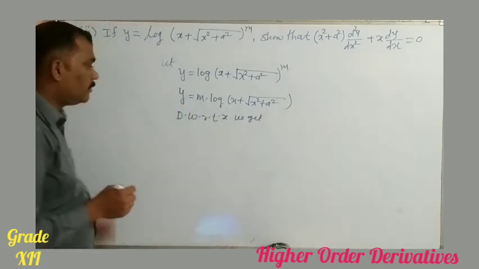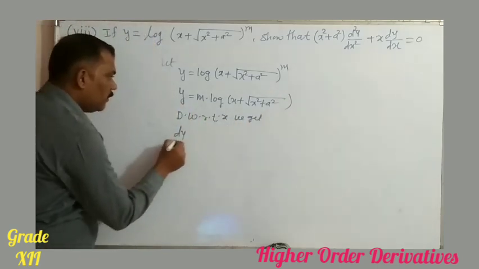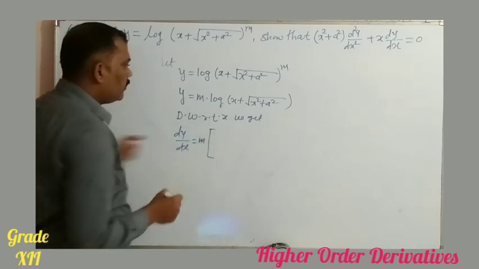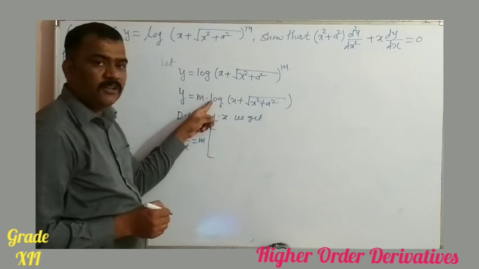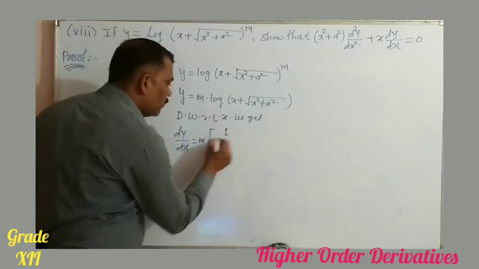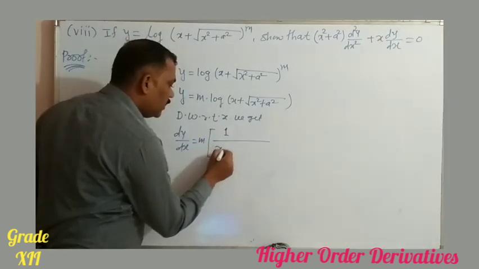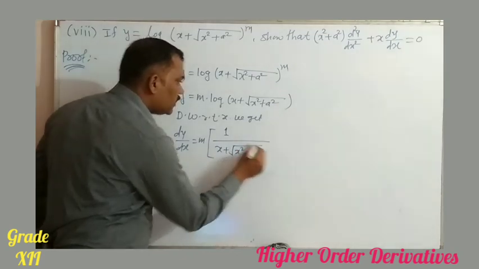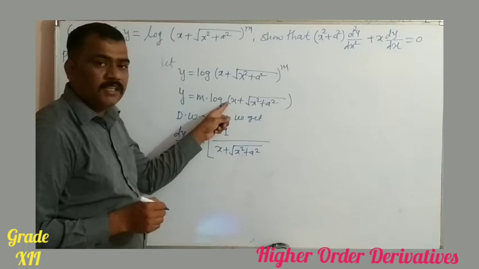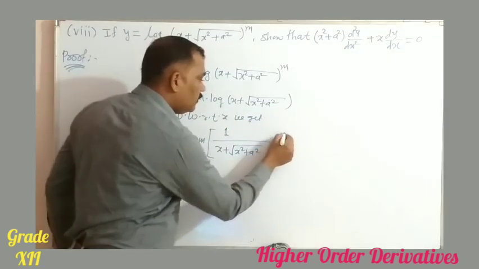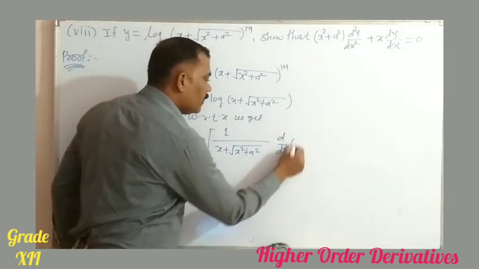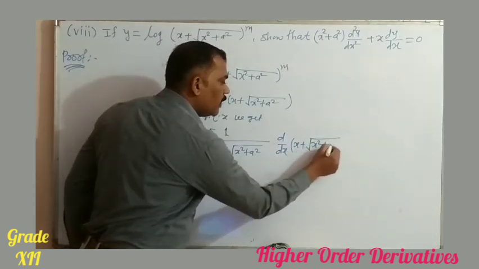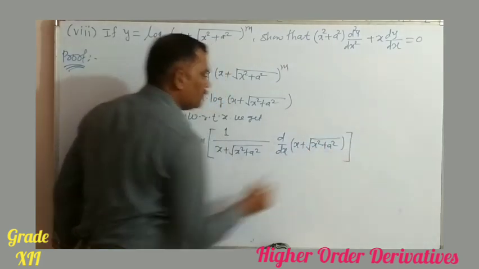Differentiation of y with respect to x is dy by dx is equal to m into, first we keep the log. What is the derivative of log x? It is 1 upon x, so 1 upon x plus root of x square plus a square. Next we take the derivative of this bracket, that is d by dx of x plus root of x square plus a square.